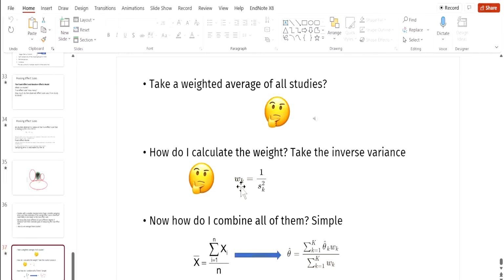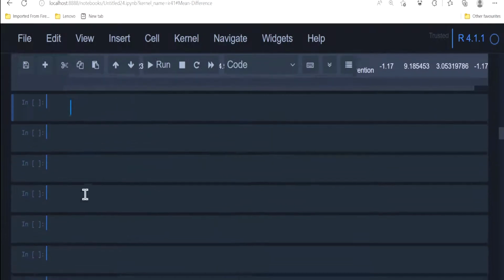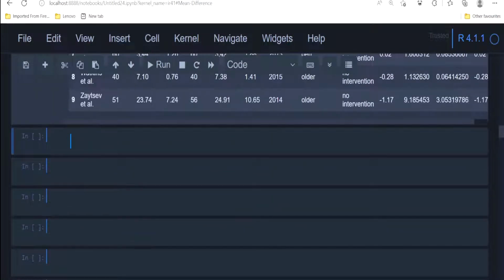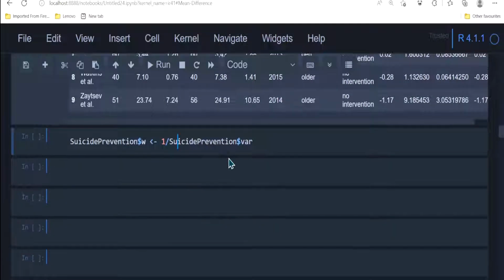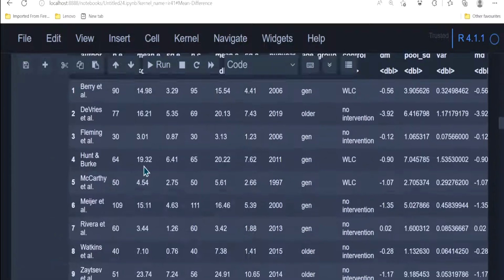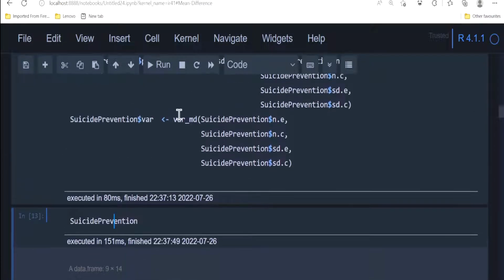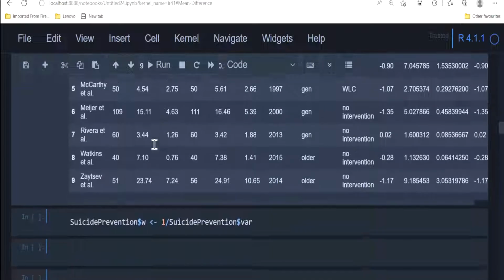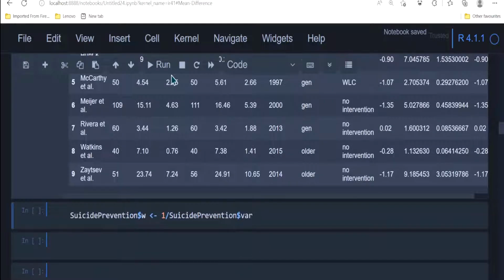That will give us the weight for each study, and after that it's simply calculating the mean. So instead of the summation of all xi's, we will simply multiply the weight by the effect size, the mean difference we calculated, and then sum these values. Let me call that variable the weight. So, suicide prevention weight, and then 1 divided by variance. That will give me the weight of each study. We already have the variance from the inverse variance method, and based on that inverse variance, that will be our weight.